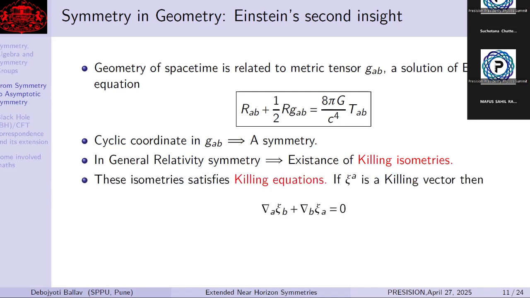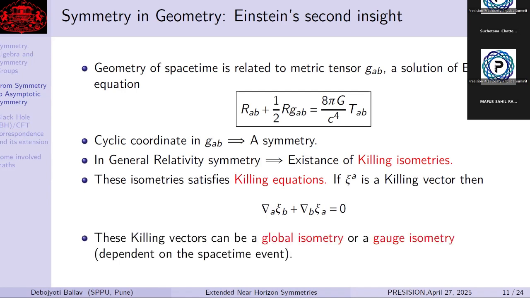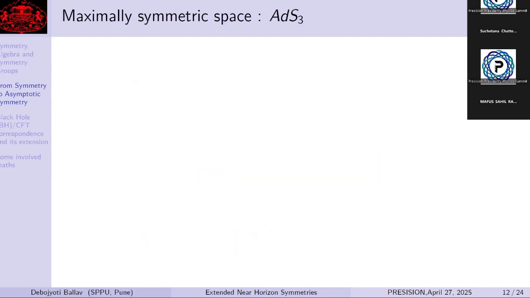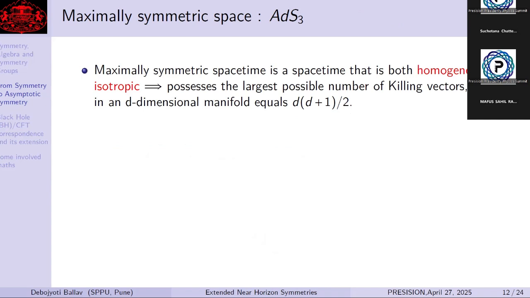Those Killing vectors satisfy some equations which we call the Killing equation. These Killing vectors may be a global isometry, which is valid throughout space-time, or a gauge isometry, which depends on each point in space-time. So this is the typical understanding of symmetry in the context of general relativity. Now, there are some spaces which possess the maximal number of these symmetries, which we call maximally symmetric spaces, which are both homogeneous and isotropic, and there is a limit. If I have a d-dimensional manifold, the maximum number of Killing vectors possible is d(d+1)/2, which can be calculated from general relativity.